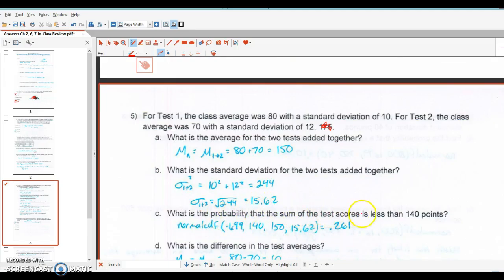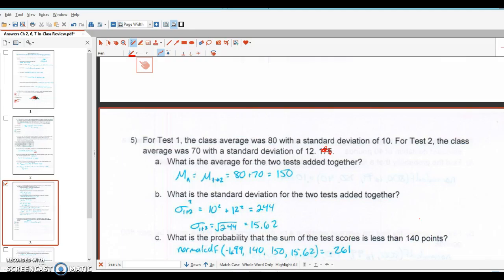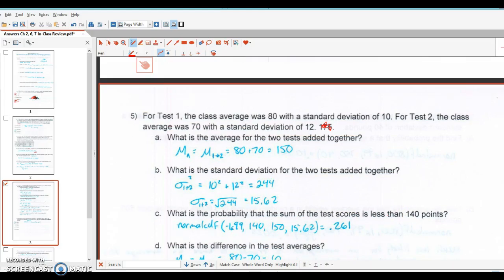What's the probability that the sum of the test scores is less than 140? So because we're assuming a normal distribution, which should have also been stated in the prompt, we would do normalCDF of 140 or less with the mean and the deviation we just calculated to get a probability of about 26%, just a little over 26%.